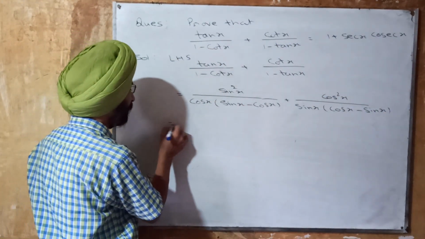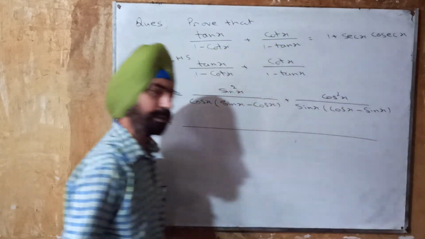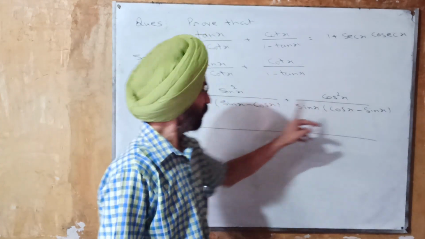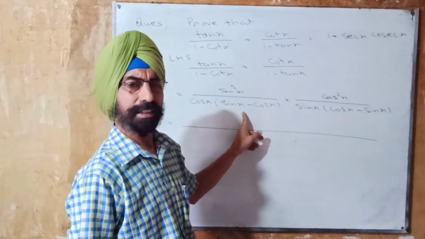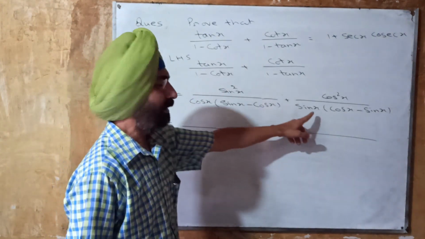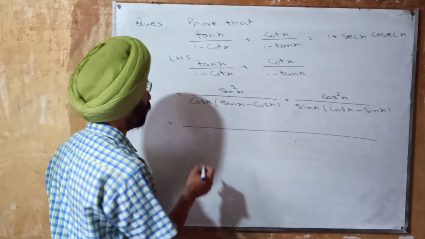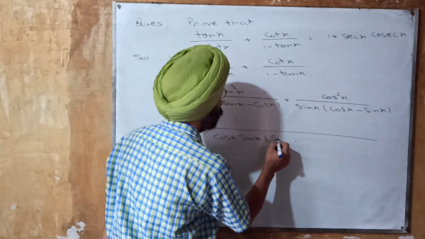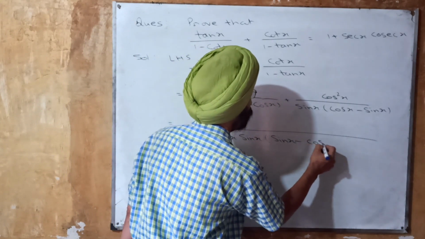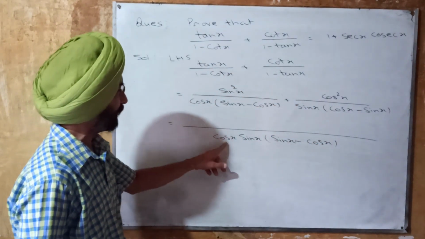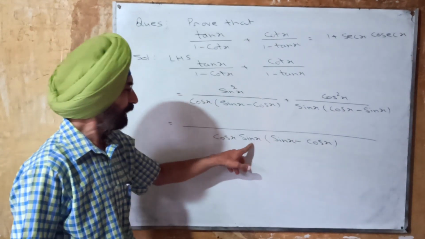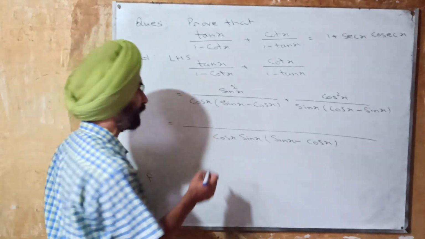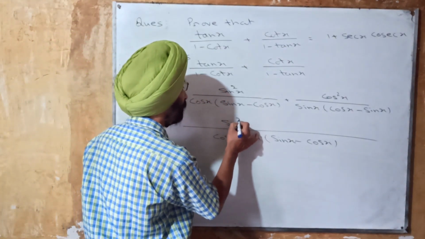So now we have to take LCM of these two terms. This is sin x minus cos x, this is cos x minus sin x, so they are just negative of each other. So the LCM is cos x into sin x into sin x minus cos x. This is the LCM. So this cos x is there, sin x minus cos x is there. This sin x will be multiplied by the numerator sin square x, so sin square x into sin x will become sin cube x.